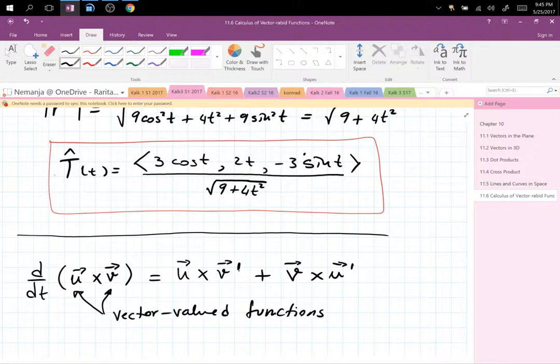So all of the rules that you learned before, they still hold. Dot product is also going to be the product rule, and then addition, subtraction, constant multiplication, all of that stuff stays the same.